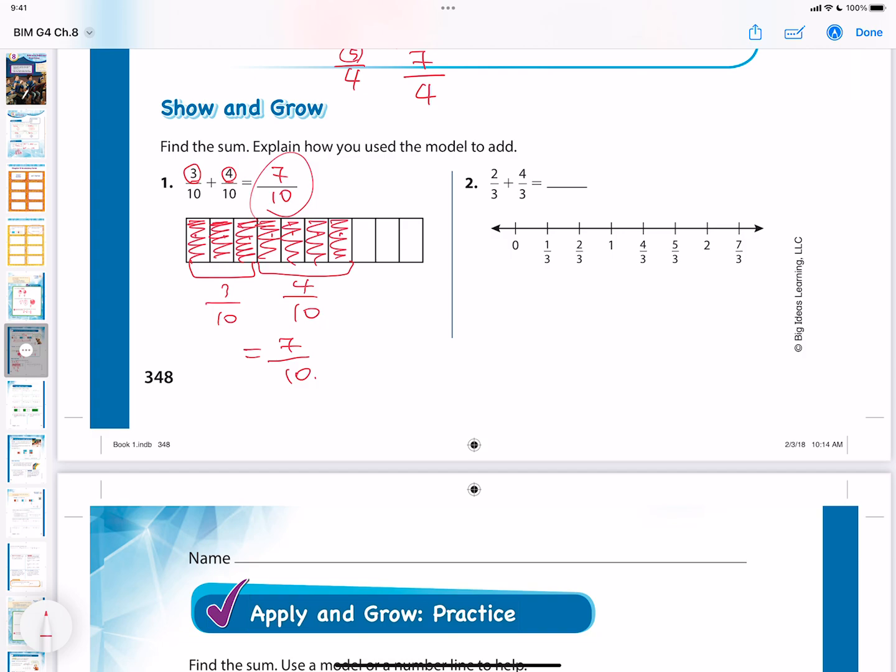Now here, 2 and 4. Okay, so now that's what? 2 plus 4 is 6 over 3. That easy, okay? 2 over 3 is what? 1, 2. So this is it. And then you need to go 4 more jumps. 1, 2, 3, 4. Okay, that's what? 6 over 3. Okay, that is equivalent to 2 wholes, because, look at this.